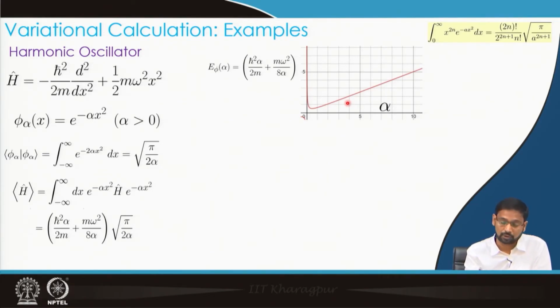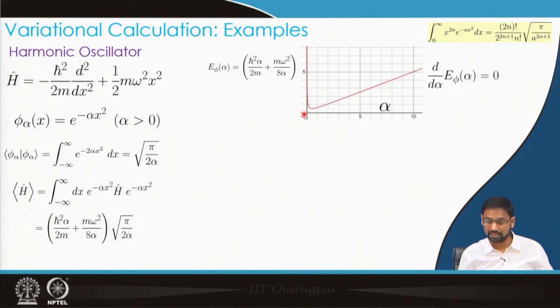So, there will be a region where I will have this turnover, and that region will give me the minimum. So, E phi of alpha as a function of alpha looks something like this. Now, the job is to find out the value of alpha which minimizes this energy. So, now from this plot I see that it will appear somewhere here, but mathematically how can I do it?